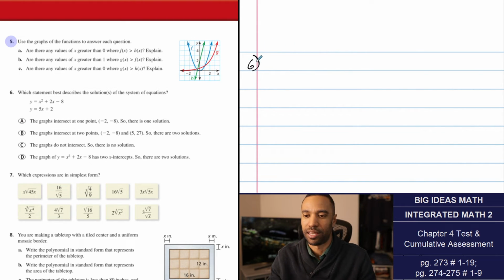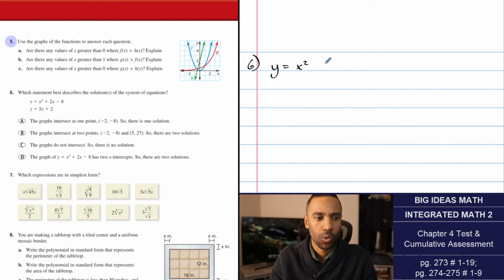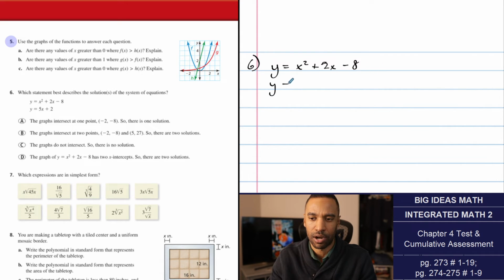Which statement? Oh, it's not four parts. It's kind of a multiple choice, multiple selection. Which statement best describes the solutions to the system of equations? I don't know if I got to solve them first or what.